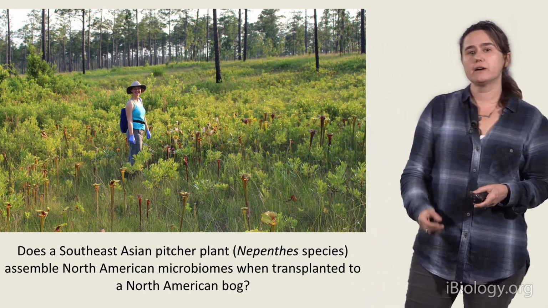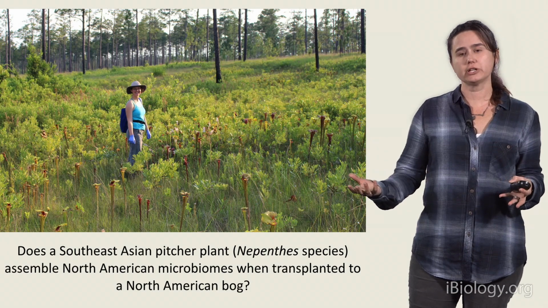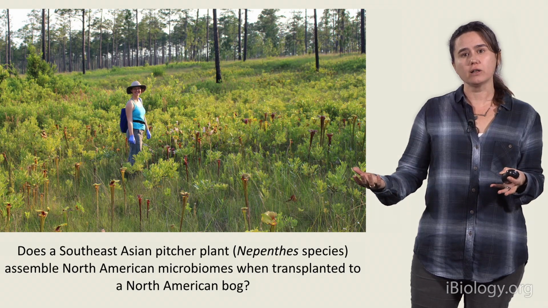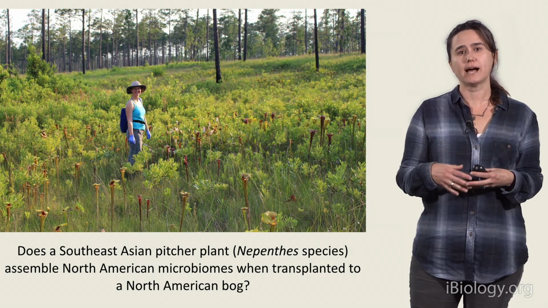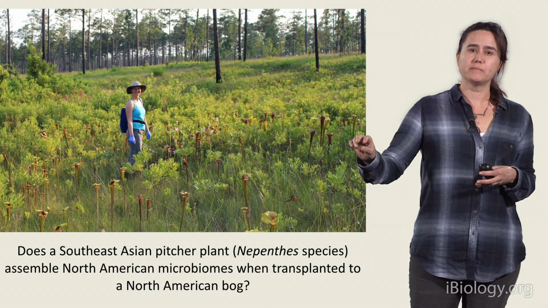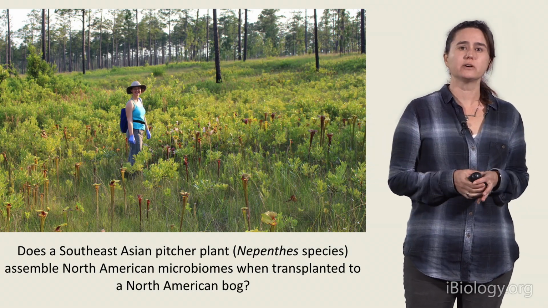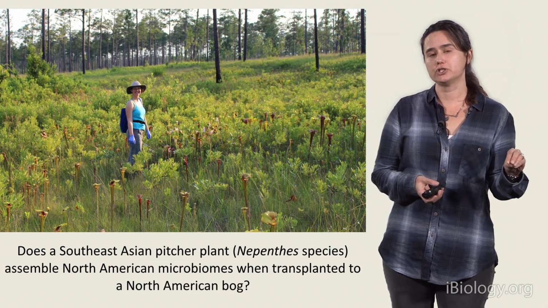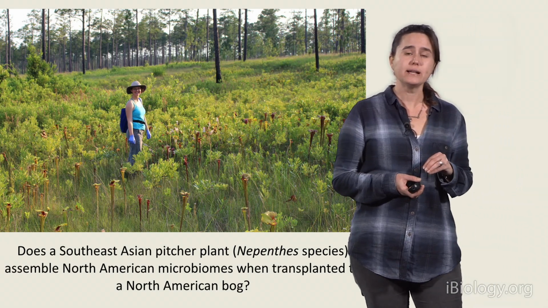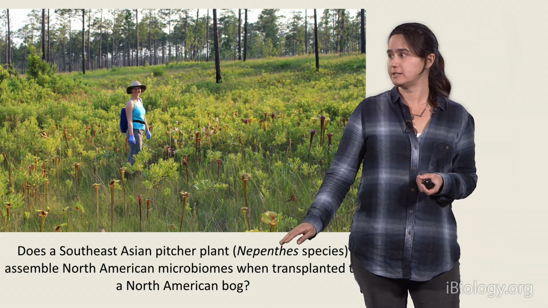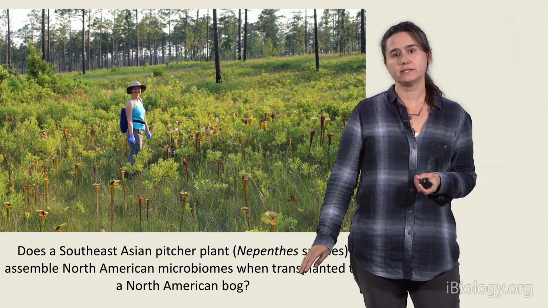So to test the idea, these pitchers are convergently evolved. They look like each other. What about their interactions with all of those organisms that fall inside them? Is there something convergent about those ecosystems that form in Southeast Asia inside Nepenthes versus the ecosystems that form in Sarracenia in North America? And to answer that question, we did a lot of different kinds of experiments, but the one that I'm going to tell you about today, we took Southeast Asian pitcher plants, Nepenthes, and we put them into a Sarracenia habitat to see what would happen.